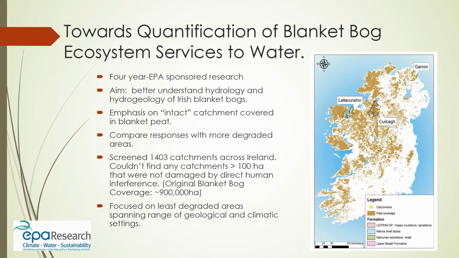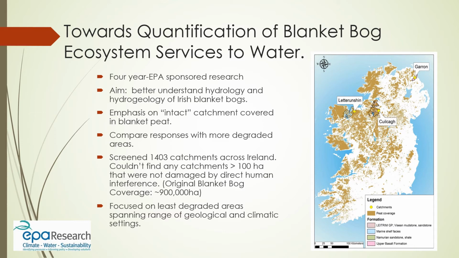So in terms of understanding the ecosystem services and more critically being able to quantify these, we need to be able to make a comparison with unimpacted areas. In other words, we look at a damaged area and then we compare the response with an unimpacted area. Now, with this in mind, the EPA funded a project called Towards the Quantification of Blanket Bog Ecosystem Services to Water, which was headed up by Queen's University.